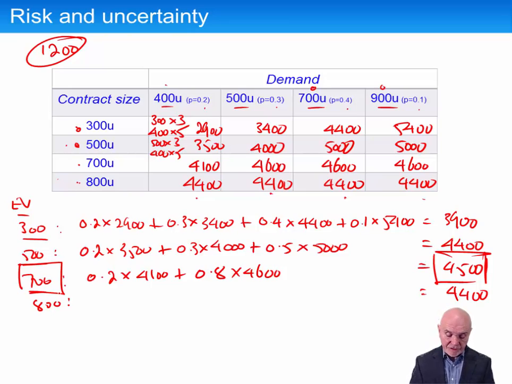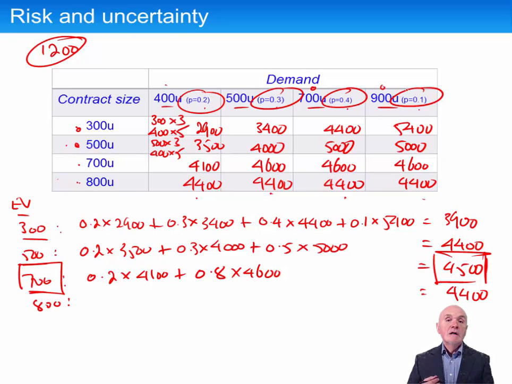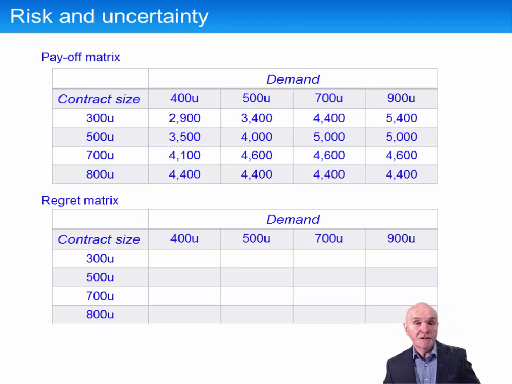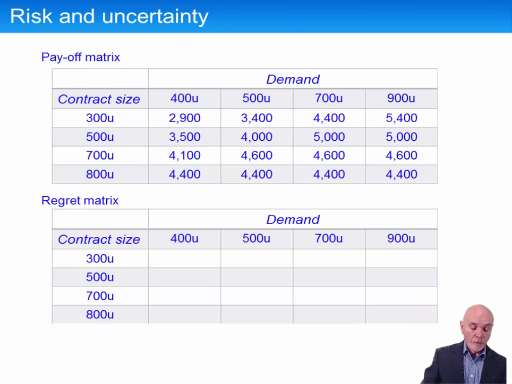Now, expected values depend on us knowing, or at least guessing, what these probabilities are. And that's making a decision under conditions of risk. What happens if we don't have these probabilities, or have no faith in these probabilities? So, here at the top of the page we have the payoff matrix, exactly as we worked out on the previous page, but it's typed out more neatly.